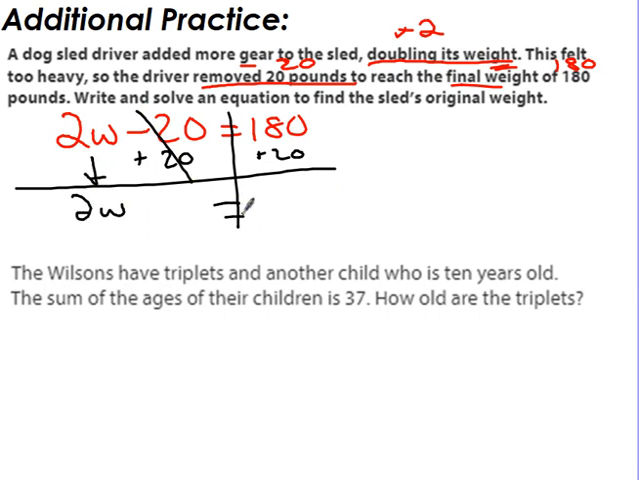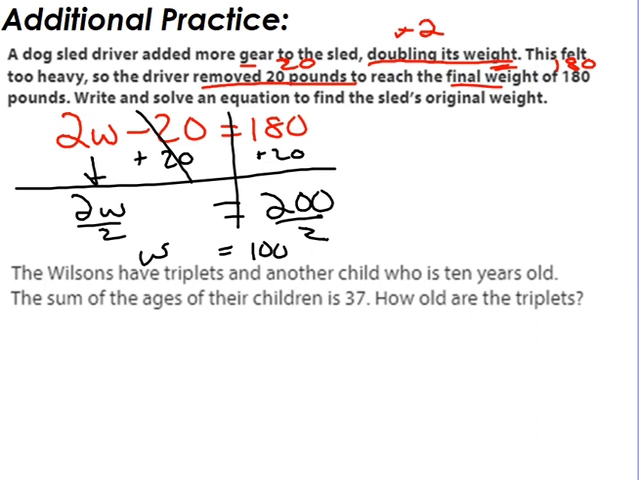So we doubled the weight. So I have 2W equals 200. So if I divide by 2, the original weight was 100 pounds. So then if the original weight was 100, he doubled it, making it 200. Felt too heavy. Removed 20 pounds to get it back down to 180. And that's where you ended up.